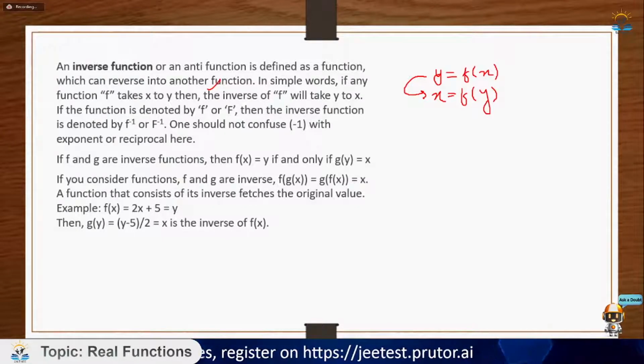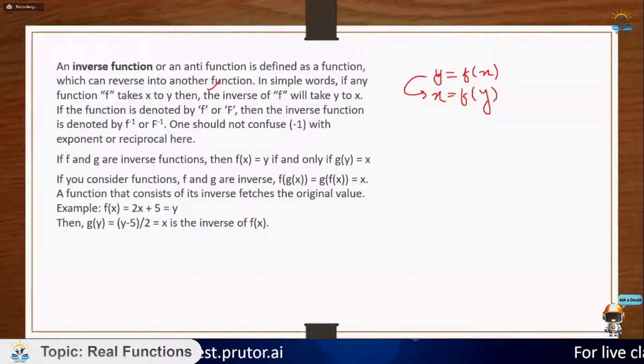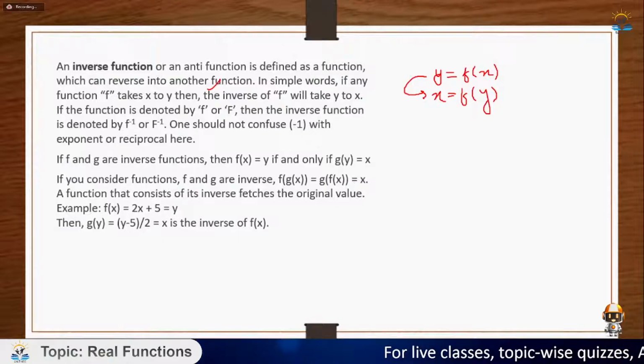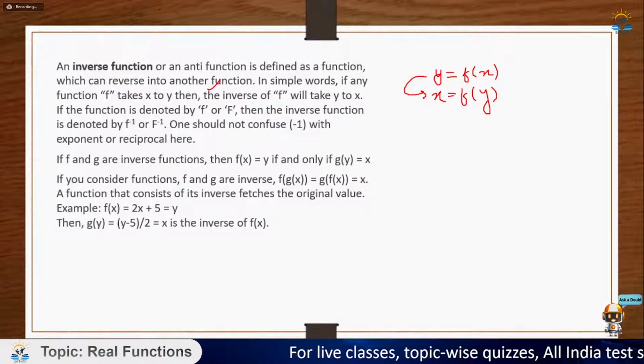It should not leave any real number at all. So if your range is entirely covered, then you can say that your function is onto, and if your function is 1-1 also, then your function is bijective. So these two conditions are very necessary for a function to be invertible. Otherwise, your function is not invertible. So whenever anyone asks you when your function can be inverted, then you simply say that if my function is bijective, then my function is invertible.